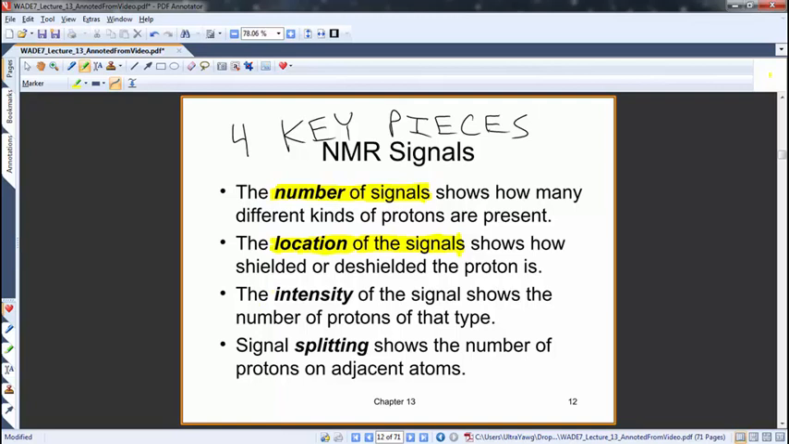The third one is called the intensity of the signal, also referred to as the integration, which basically says the size of the signal is a function of how many protons there are, okay?